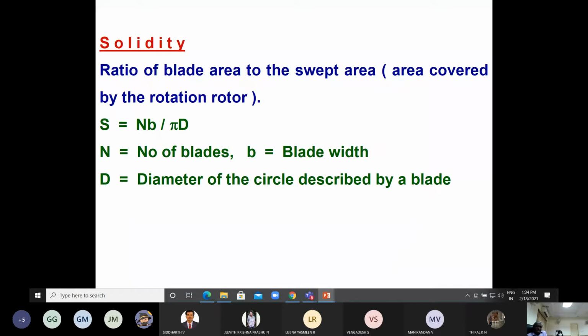And solidity is another terminology in the wind turbine generator. It is the ratio of blade area to the swept area. The swept area is the entire circle area, and the blade area is only the three blades' area. That ratio is called solidity, the area covered by the rotation of the rotor. That is, the solidity is S equal to pi n b divided by pi d. N is the number of blades, normally 3 only, b is the blade width, and d is the diameter of the circle described by the blade. You know the pi value, and you get the answer.